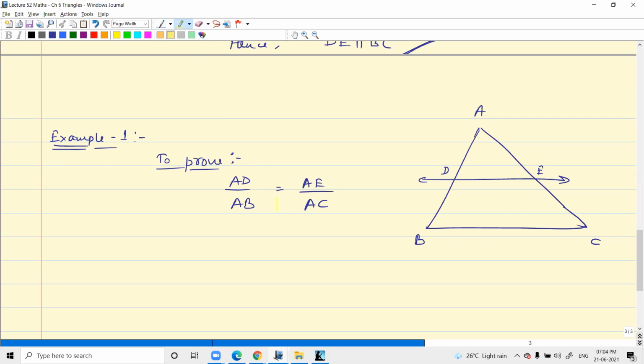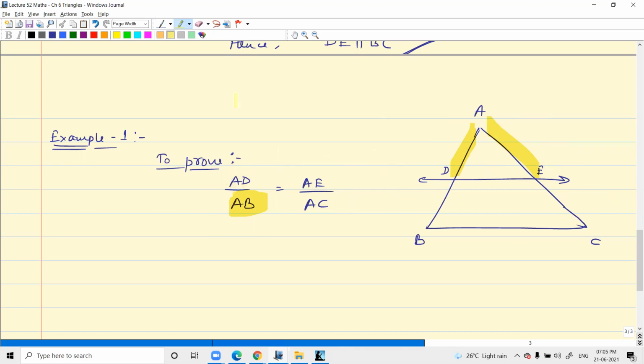Whenever you get to prove some kind of ratio like this, the first thing you should notice is whether I have to take part by part or part by whole. You see, AD is a part of the line AB. So I'm going to call it a part from now on. AD is a part. But look at this AB denominator. It's the whole side. So there is a part by whole. Same way, of course, if LHS is part by whole, this also has to be exactly the same. This part by this whole, AE by AC.